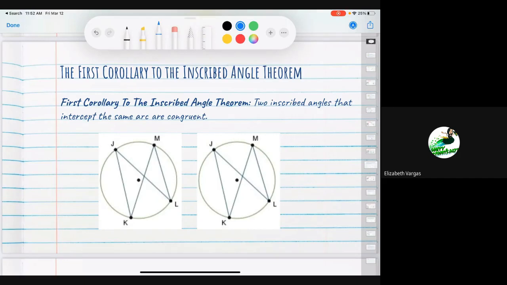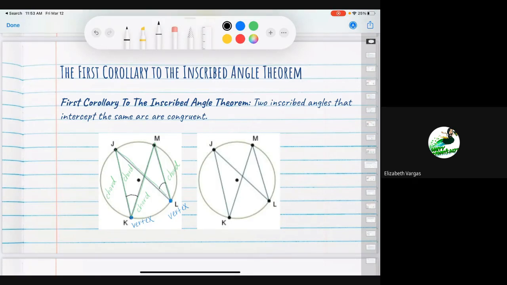We know that an inscribed angle has a vertex on the circle. Okay? And it has its sides, which are chords. So it runs from one side to the other side. Chord, chord. So that means we have one inscribed angle right here. What we also have is another inscribed angle right here, because its vertex is on the circle, and it has two sides, which are chords. And so therefore, we have another inscribed angle right here.